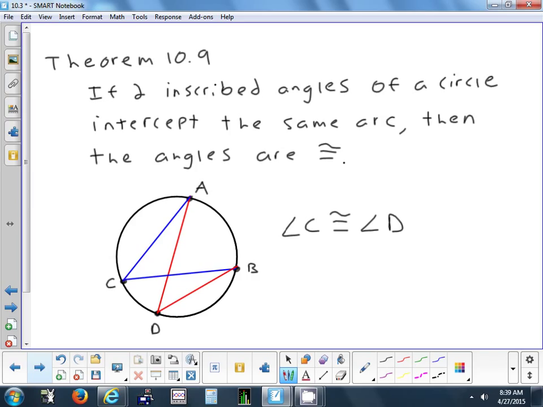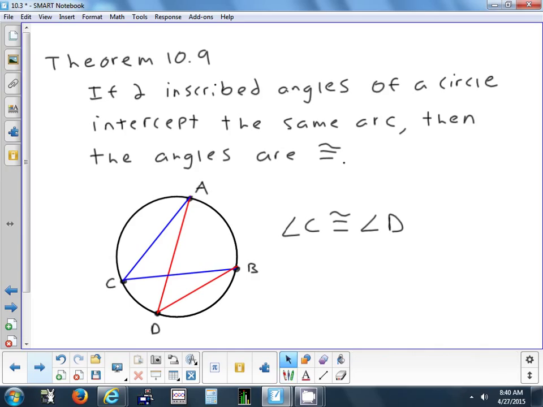All right, so in this case, if you look at angle C and angle D, inscribed angles. C intercepts arc AB. D intercepts arc AB. Both C and D have the same arc, so the angles are congruent.